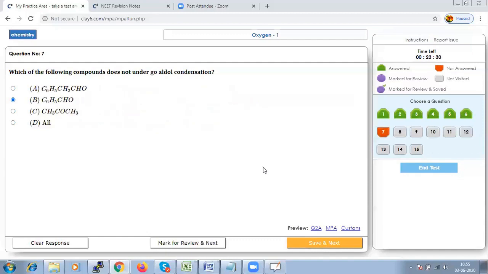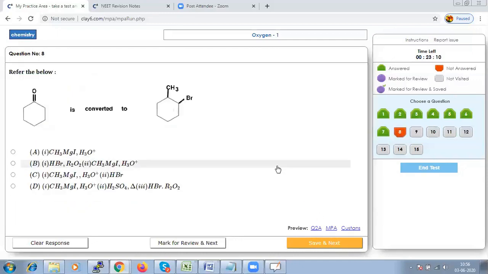Which of the following does not undergo aldol condensation? So benzaldehyde will not undergo aldol condensation because it will not have alpha hydrogen. So benzaldehyde, option B. Let us save that and go to next.